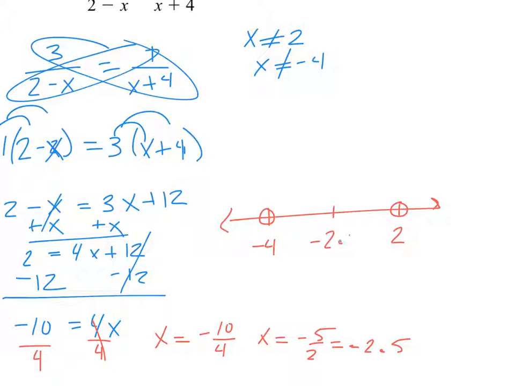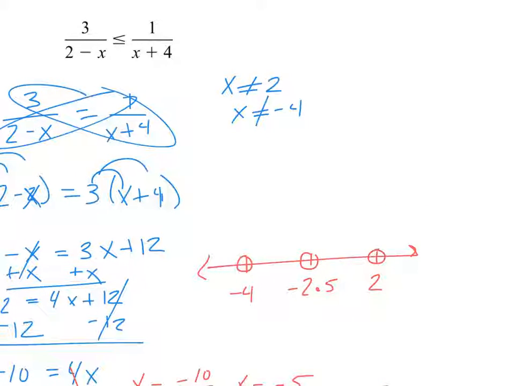Negative 2.5 will be in the middle somewhere with an open circle because if I look at, actually it's closed. Because if you look at here, I solved for x, which was negative 2.5, and that's an equal to, so that one's closed. Okay, so now I'm going to test 0.